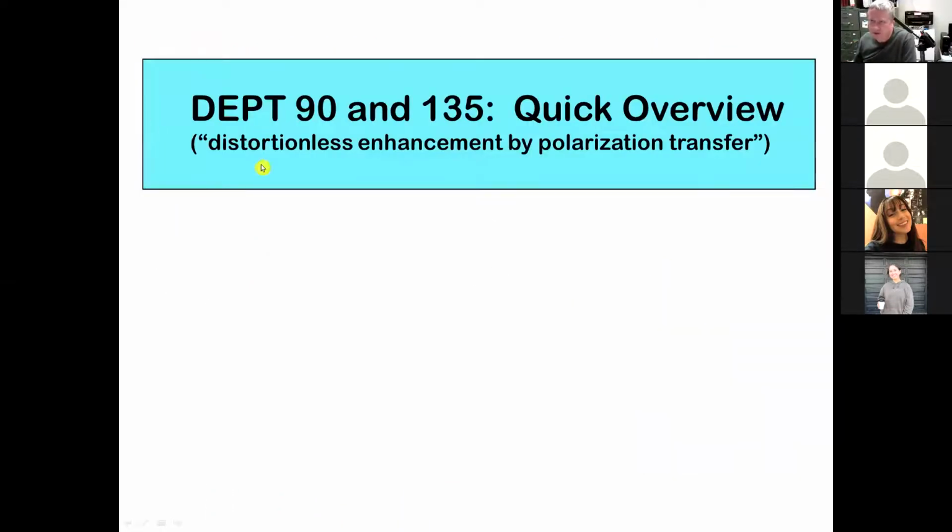Okay, this is a fun one. If you want to impress your friends on what you learned today, you're going to learn briefly about DEPT90 and DEPT135, which are acronyms for distortionless enhancement by polarization transfer, a complicated acronym, and a complicated NMR technique, but it's pretty easy to see. Normal C13, everything goes upward. What these do is they allow you to figure out if you have a CH2 or a CH3 or a CH, which is kind of cool.